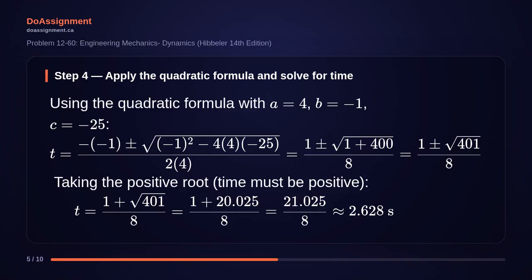Applying the quadratic formula with a equals 4, b equals -1, and c equals -25 gives t equals 1 plus or minus the square root of 1 plus 400, all divided by 8, which simplifies to 1 plus or minus the square root of 401, all divided by 8. Taking the positive root, the square root of 401 is approximately 20.025, so t equals 21.025 divided by 8, which is approximately 2.628 seconds.